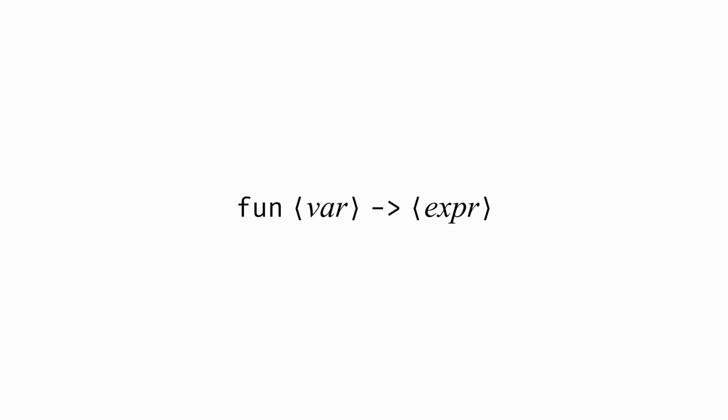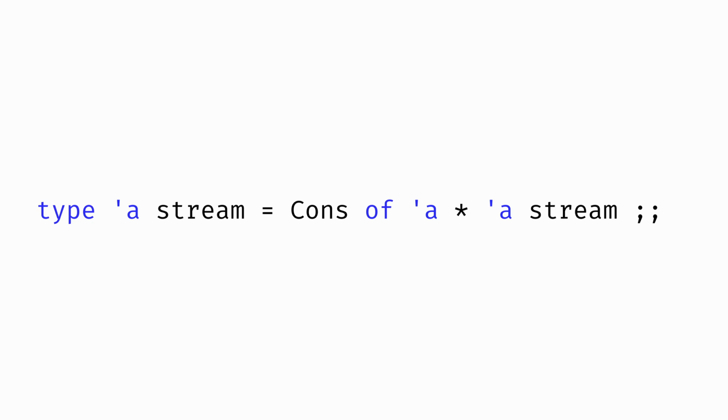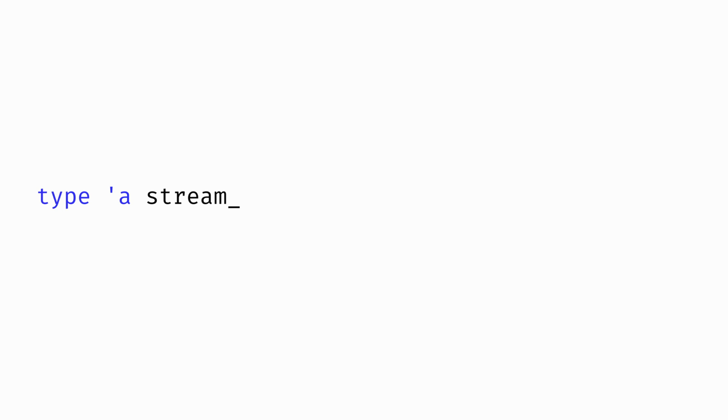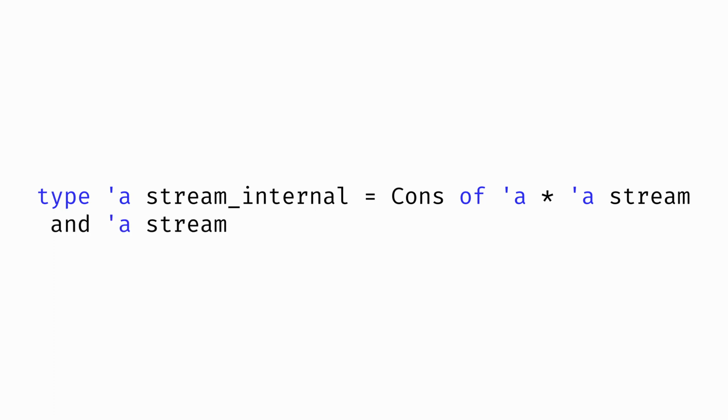So let's rewrite our definition of streams to wrap the stream inside of a function. We'll define a new auxiliary type, alpha stream internal, to represent the data stored inside of a stream, the cons of some value of type alpha, and an alpha stream. And then our alpha stream will be a function from unit to alpha stream internal. In other words, we're taking a stream internal and delaying its computation by wrapping it inside of a function.